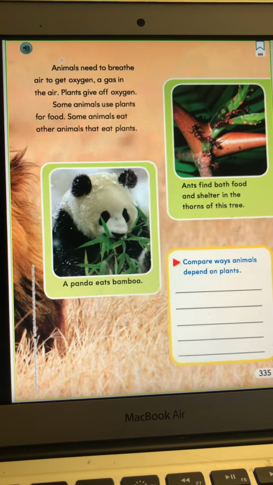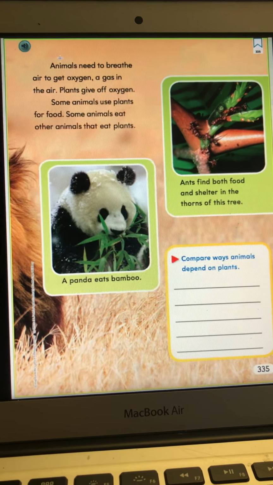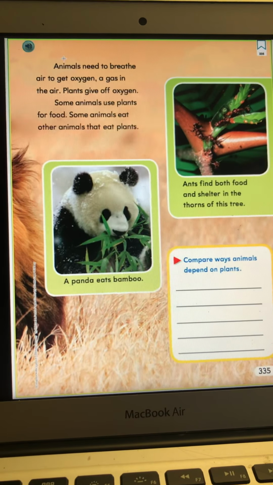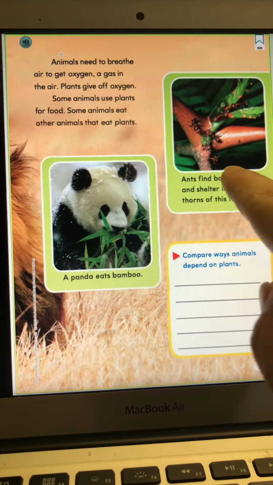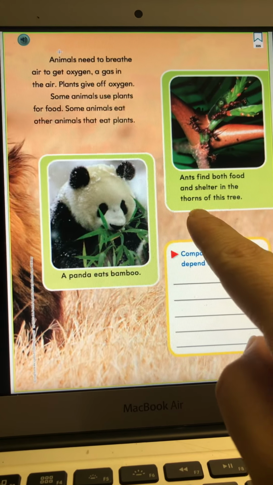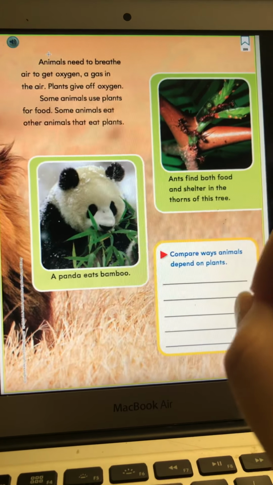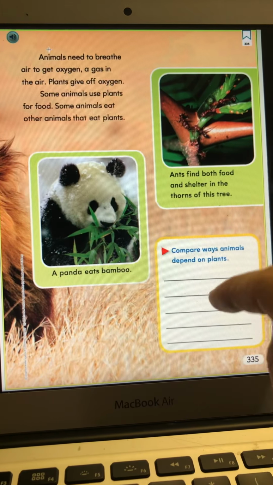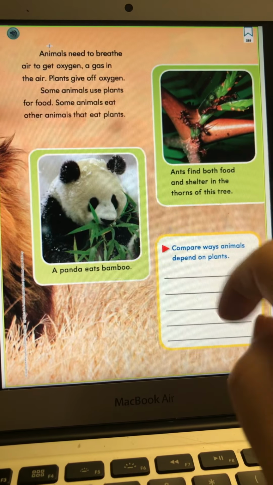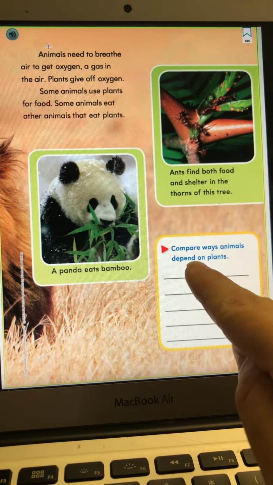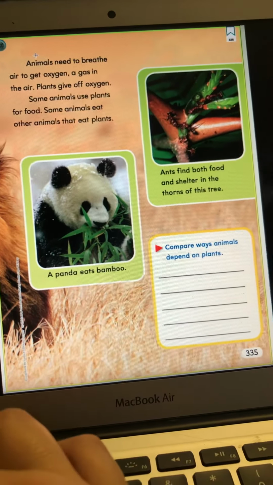Animals need to breathe air to get oxygen, a gas in the air. Plants give off oxygen. Some animals use plants for food. Some animals eat other animals that eat plants. A panda eats bamboo. Ants find both food and shelter in thorns of the trees. And this is another way that you can talk about what's happening in this page. Compare ways animals depend on plants. So here we have 2 different ways. Compare means to look at 2 things and talk about how they're the same and how they're different.